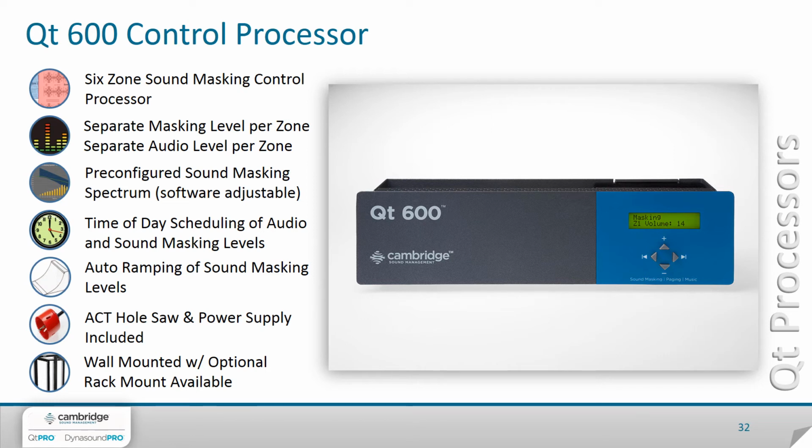It provides separate audio level controls per zone, pre-configures the sound masking spectrum with user adjustability, permits time of day scheduling as well as auto ramping to allow occupants time to adjust to a sound masked environment. The QT600 includes a hole saw for ACT tile as well as a power supply, and comes standard with a bracket facilitating wall mount or an optional rack mount kit available for order.